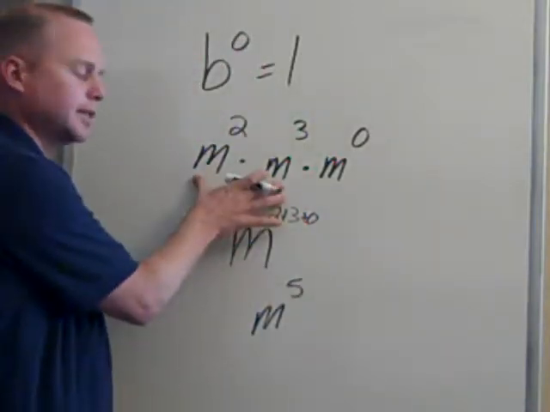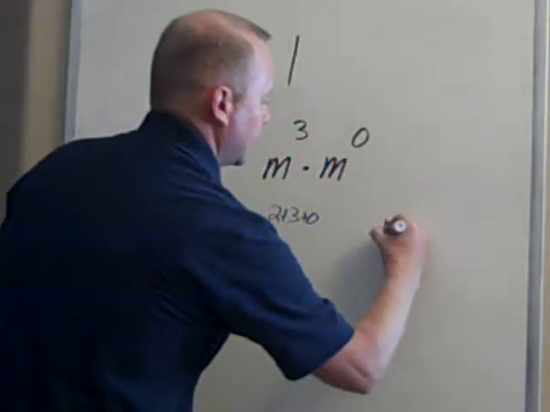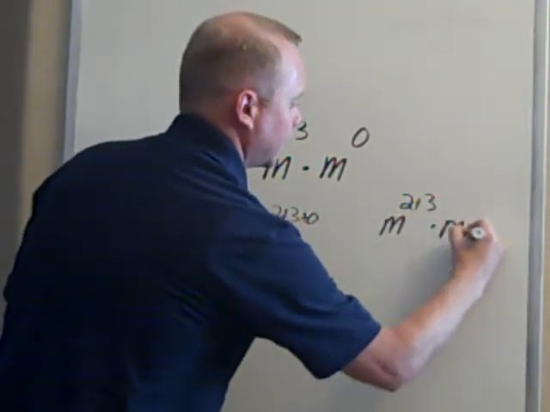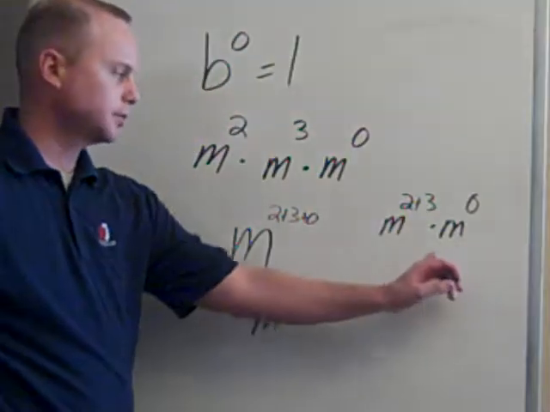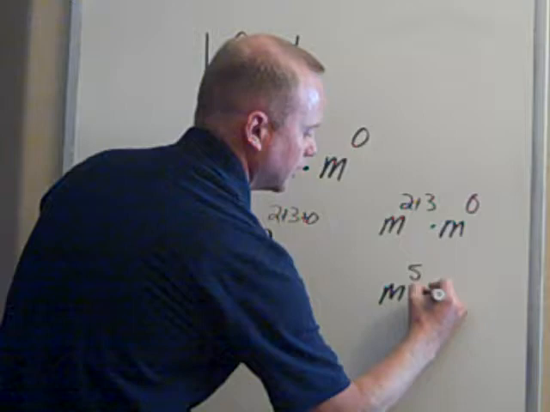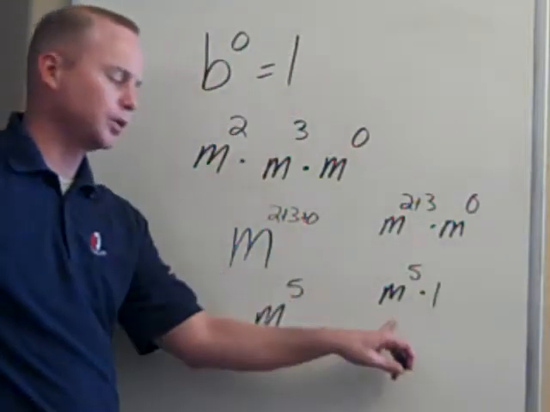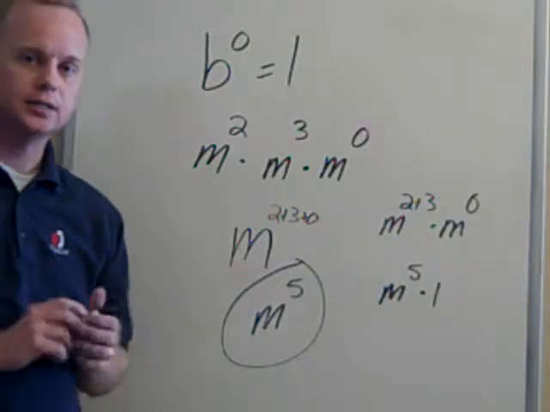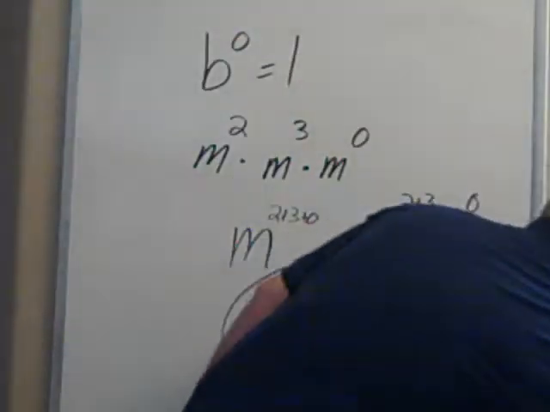If I wanted to, I could just leave these two. That would be m to the 2 plus 3 times m to the 0. But we know that m to the 0 is 1, so this would be m to the 5th times 1. And anything times 1 is itself. So this is our answer. M to the 5th would be our answer in that case.